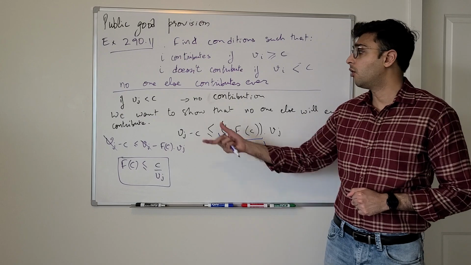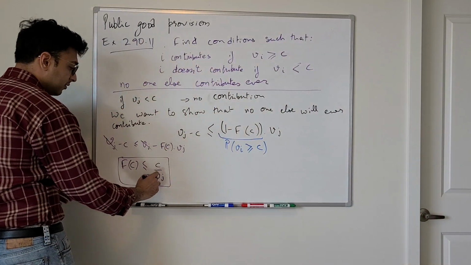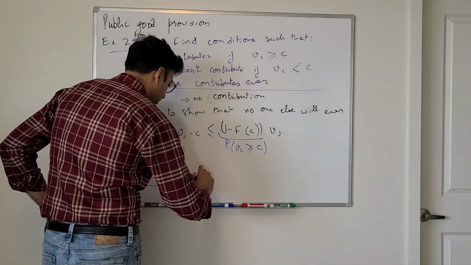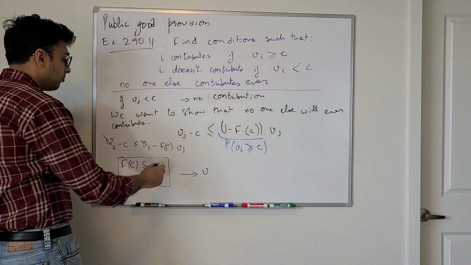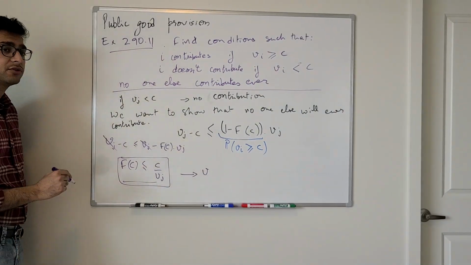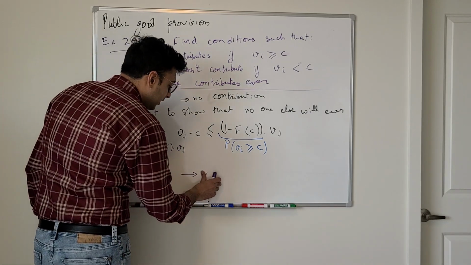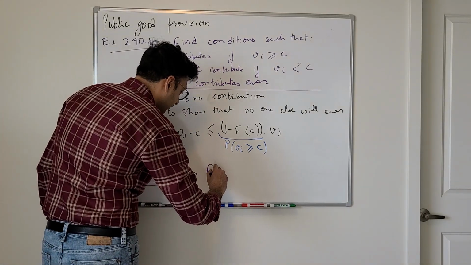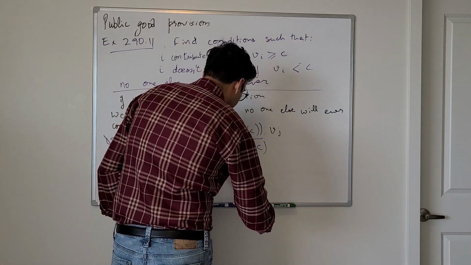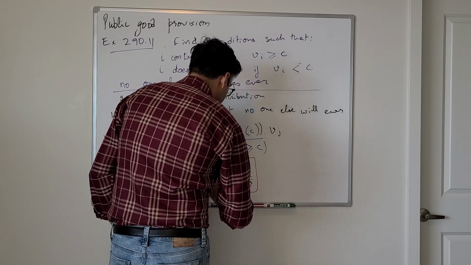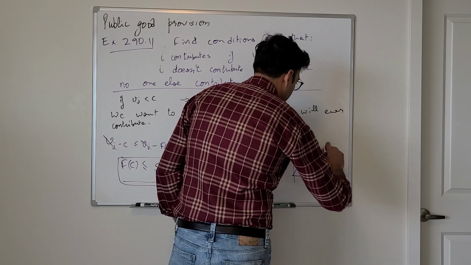But we want this to hold for all players regardless of their type. And so we make the strictest assumption, which is Vj can take all values between V lower bar and V upper bar. This inequality is most restricted when we plug in Vj equal to V upper bar. And so what we need is that f of C should be less than or equal to C divided by V upper bar. Right, and that is a restriction on this distribution.